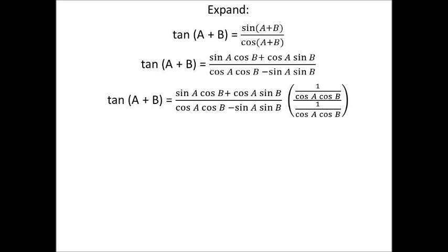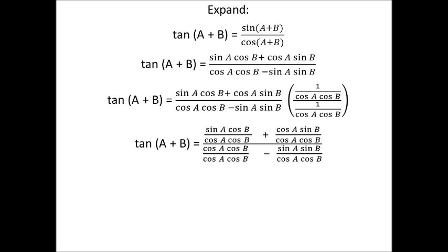Once we multiply them in, we get what looks like a lot of fractions on top of a lot of fractions. It's sine A cosine B over cosine A cosine B plus cosine A sine B over cosine A cosine B, all divided by cosine A cosine B over cosine A cosine B minus sine A sine B over cosine A cosine B. So what do we need to do? We need to figure out what can we cancel here.